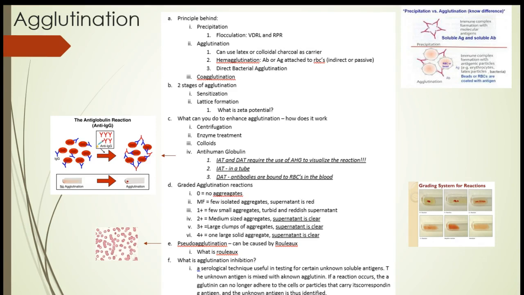We have this thing called zeta potential around the RBCs. Those RBCs tend to want to repel each other because they have negative charges. If you ever take two negative magnets and try to push them together, they're going to repel each other. That's what RBCs do, and sometimes we don't want that. We want the antibodies, if they're there, to react. So there are some things we can do to overcome that zeta potential and enhance that agglutination.